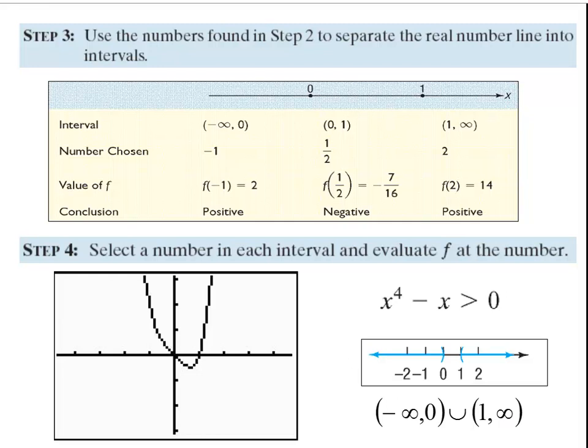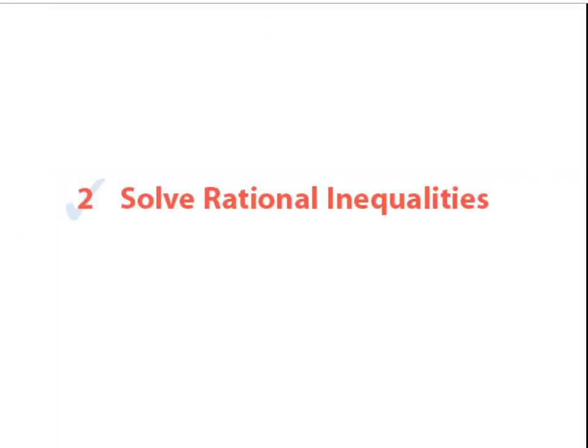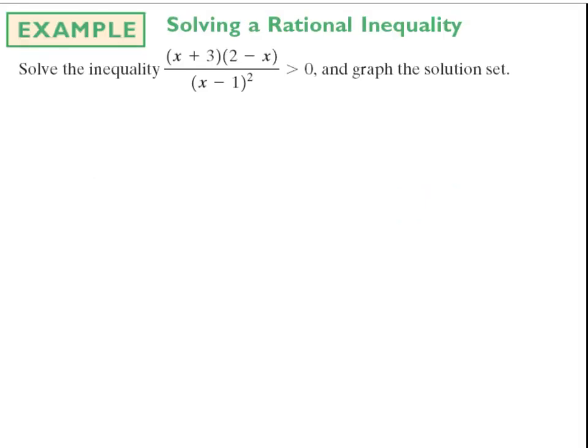So basically what we're doing, again, is we're blending, if you will, the process of graphing the polynomial. We're looking at it visually, and we're solving the inequality in that manner. All right, let's look at one example where we have a rational inequality. So here's a rational inequality.